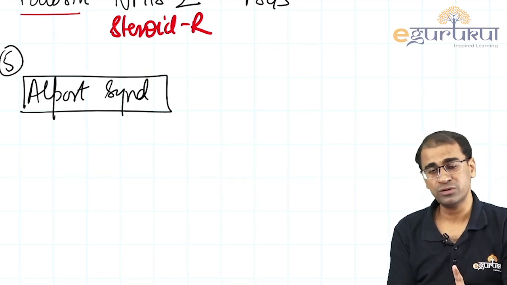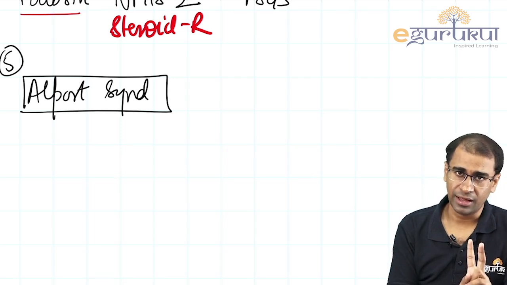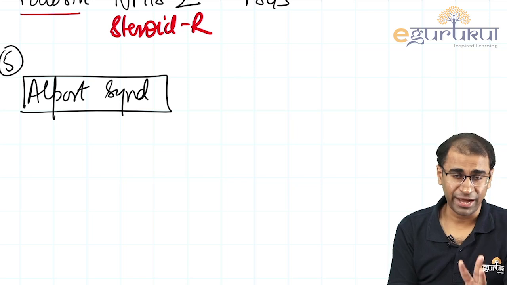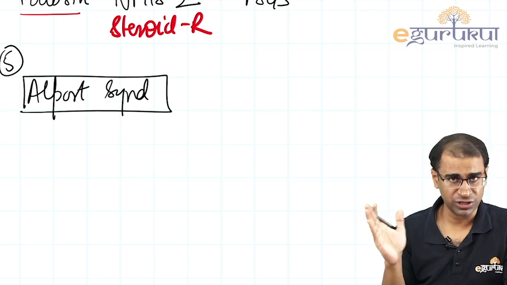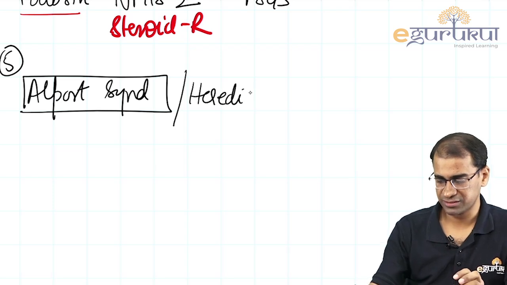Why the fifth one? The first one was minimal change. Second one was MGN. Third, FSGS. Fourth, congenital. Fifth one is Alport syndrome, also called hereditary nephritis.